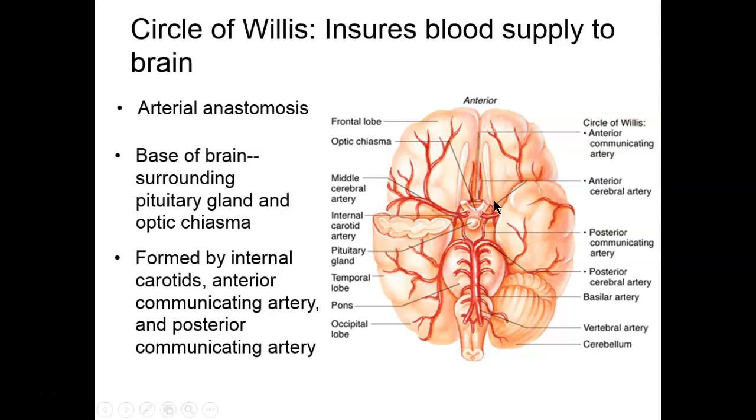So here you can see the circle of Willis is formed by the internal carotid arteries, the anterior communicating arteries, and the posterior communicating arteries. So this allows for blood to be rerouted if a particular vessel is blocked for any reason.